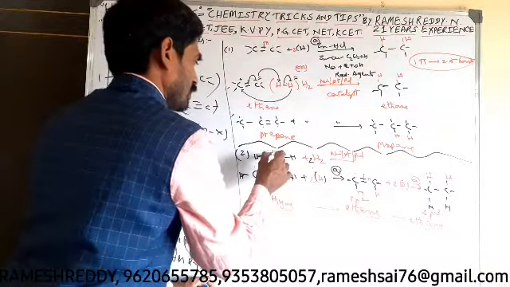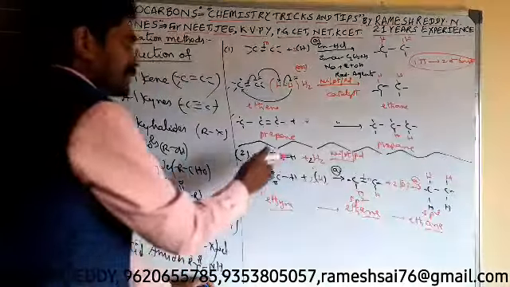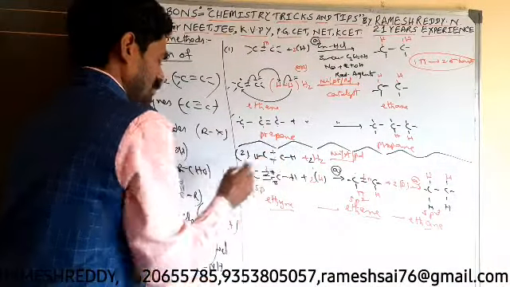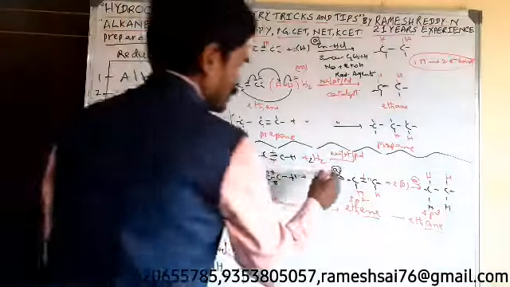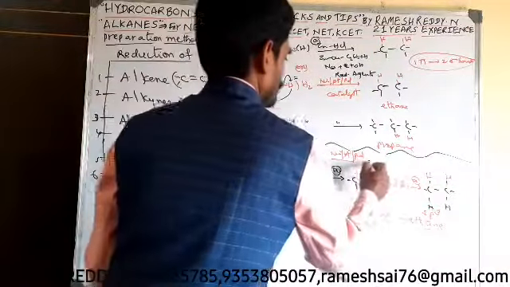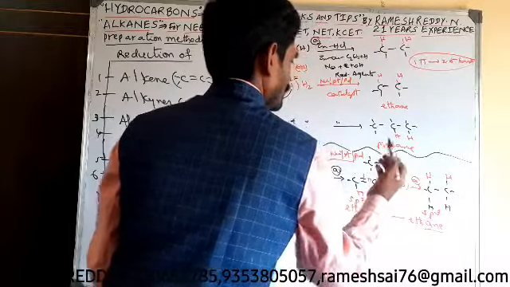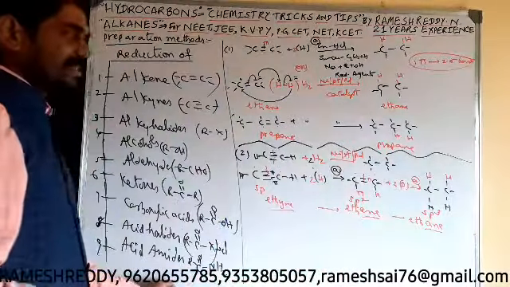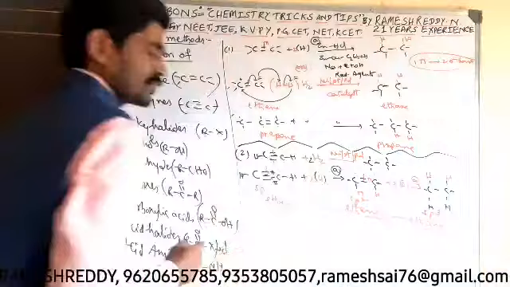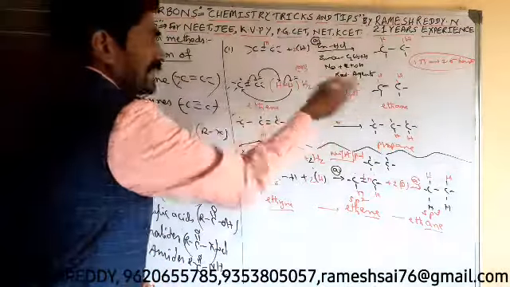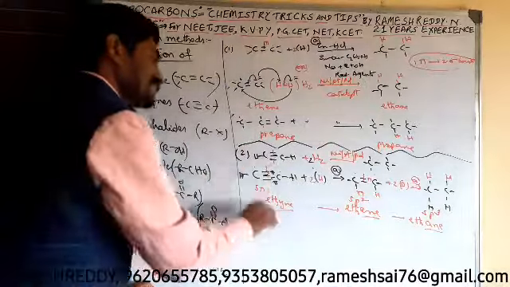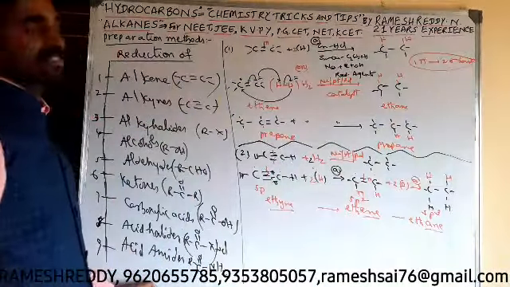Next, another mole of hydrogen. There is also this pi bond. So totally here 2 pi bonds break up, and you will get 4 sigma bonds. Then you will get ethane, right? So how many moles of H2 molecules are required? 2 moles. To convert ethene to ethane, 1 mole of H2. To convert ethyne to ethane, 2 moles of H2 gas are required.